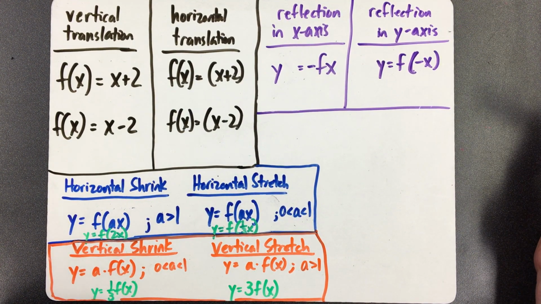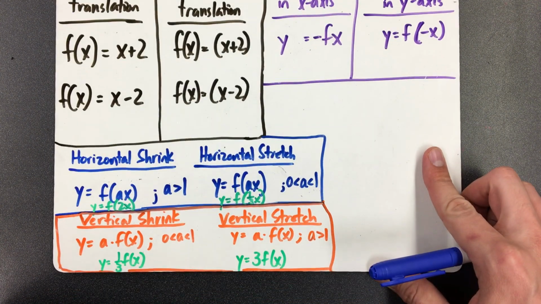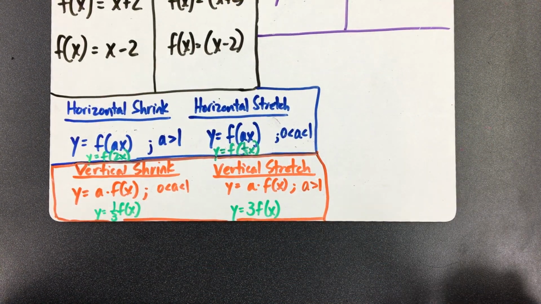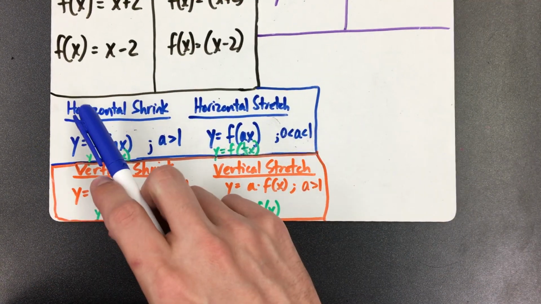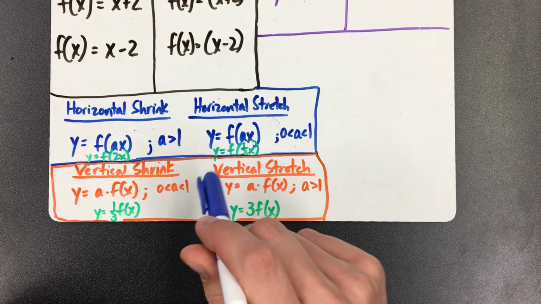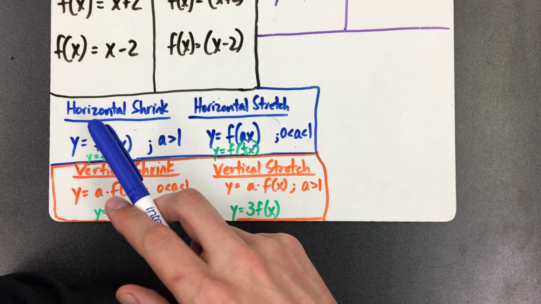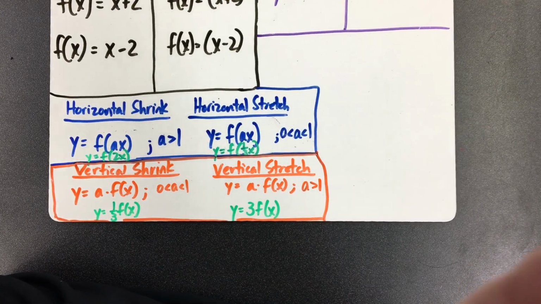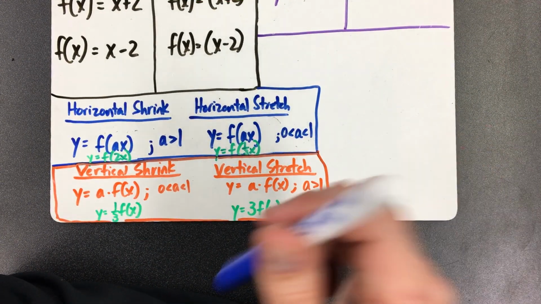Okay, down below in these bottom 2 little boxes, we have the horizontal shrinks and the horizontal stretches, and then the vertical shrinks and the vertical stretches. The horizontal ones are always backwards. They hurt my brain. Sorry, I keep shaking the camera there. They hurt my brain a little bit more.